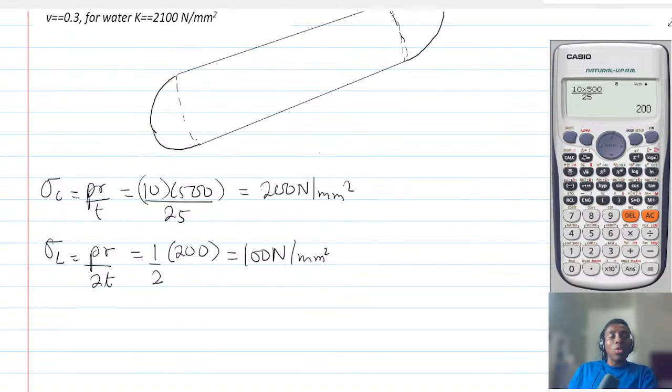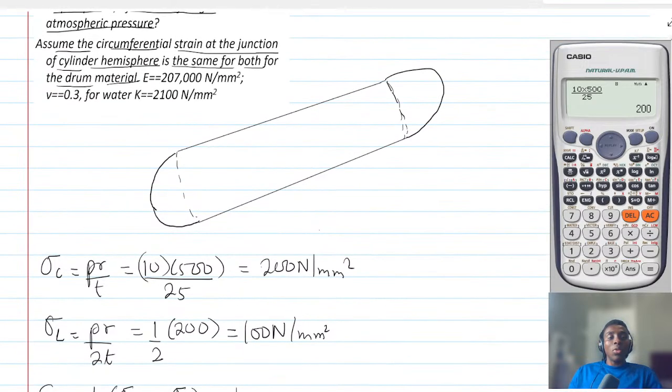After that, let's calculate the hoop strain and then the longitudinal strain. So epsilon H, or the circumferential strain, is given by 1 over E into bracket sigma H minus the Poisson ratio times sigma L. This is the formula to calculate the strain along the circumference.